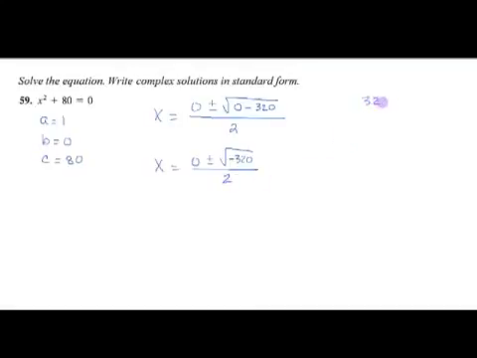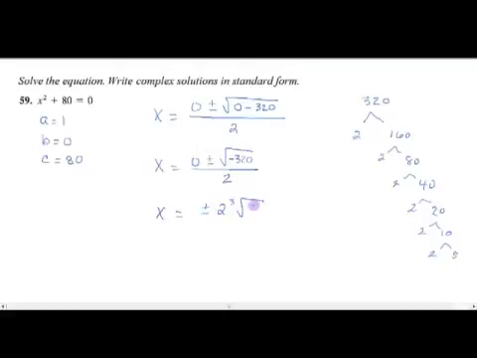Let's go to the side here so that we can simplify the square root of negative 320. I do know it's 2 times 160. That's 2 times 80. That's 2 times 40. That's 2 times 20. 2 times 10. 2 times 5. So I have 1, 2, 3, 4, 5, 6, six 2's under there. When I take the square root, it'll be 2 to the third with a square root of 5 underneath.